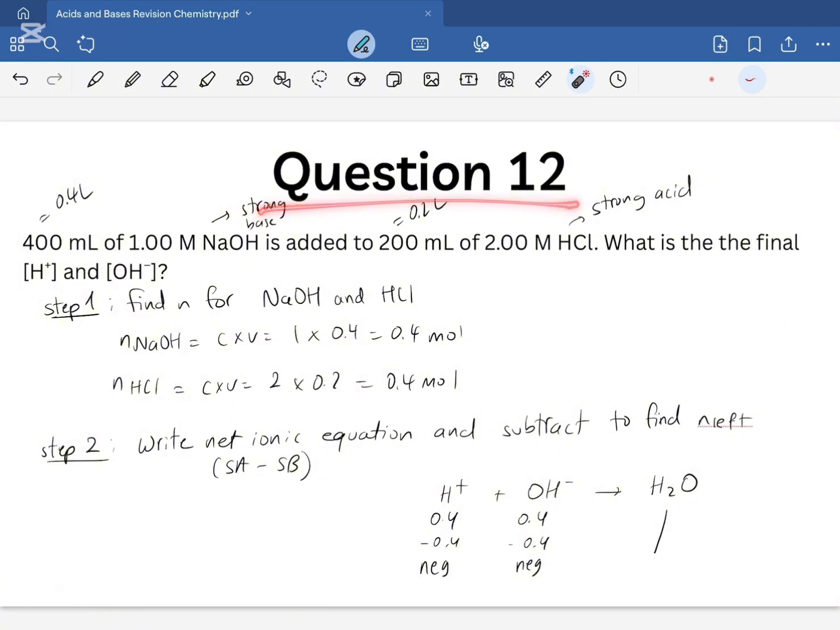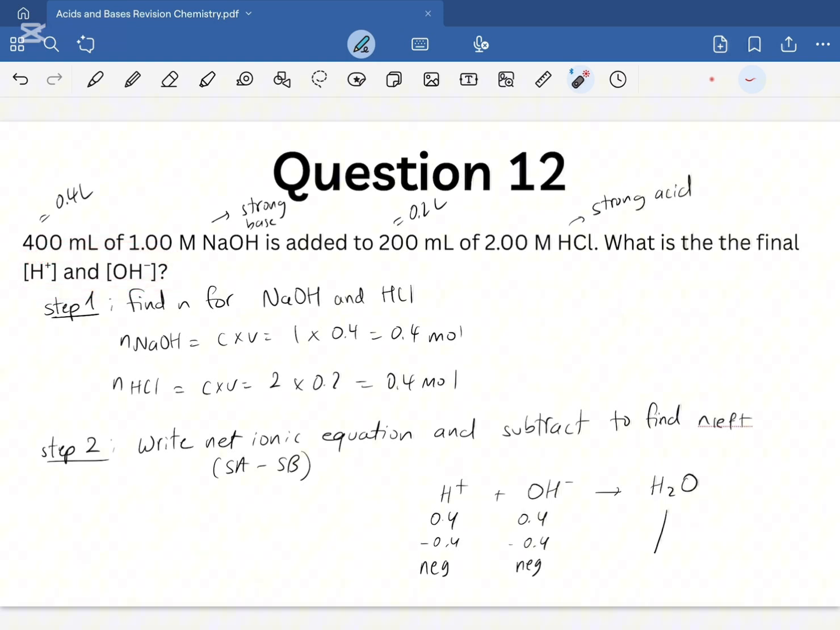Now question 12. 100 milliliters of 1 M NaOH is added to 200 milliliters of 2 M HCl. What's the final concentration of H+ and OH-? So first, let's change the volume to liters. This will be 0.4 liter. This is NaOH, a strong base, and it's being added to 0.2 liters of HCl, which is a strong acid. So step one, we're working to find the H+ and OH- concentration.